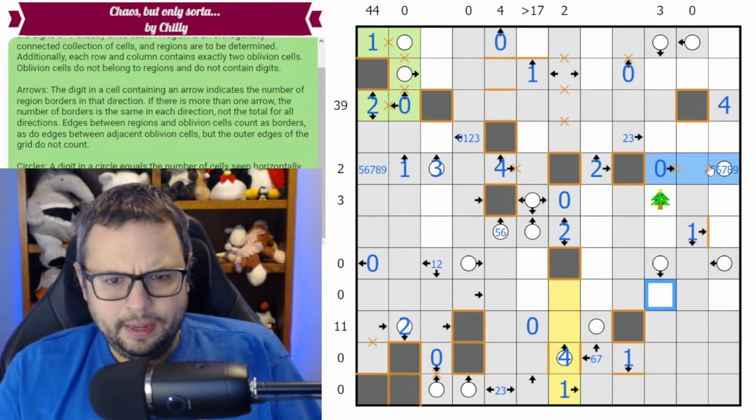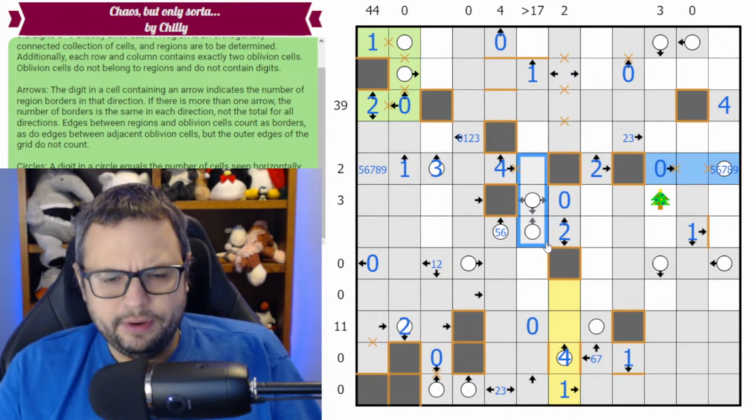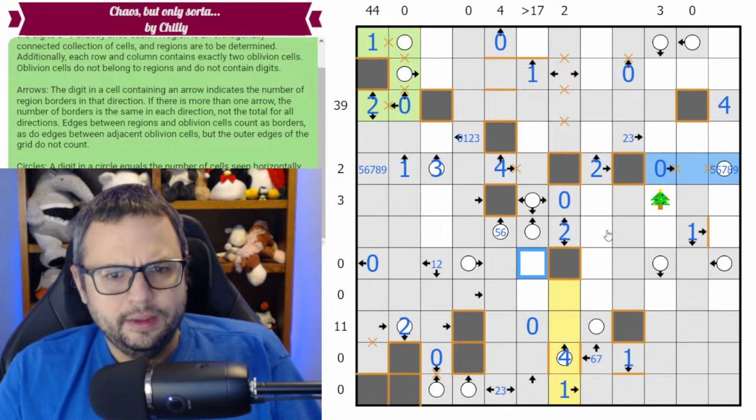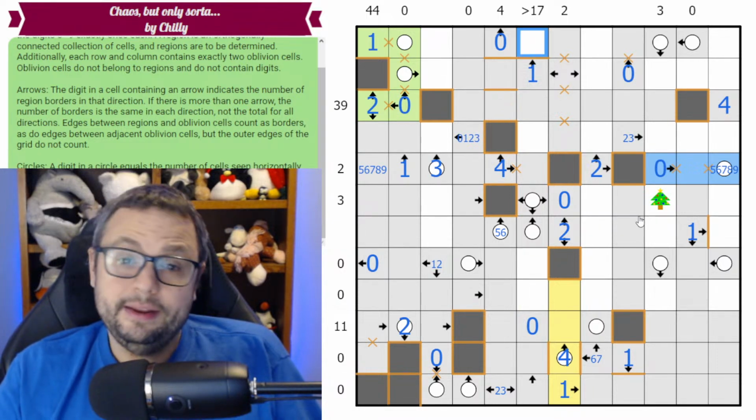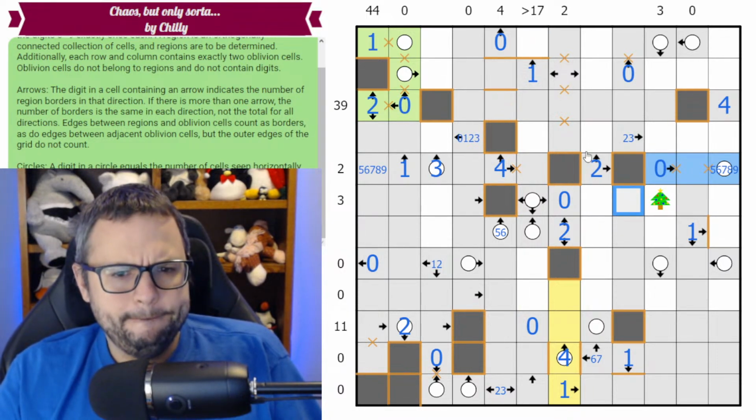Okay. Yeah, I could get to greater than 17 with those, although of course it'll be a lot easier to get to greater than 17 with that one.